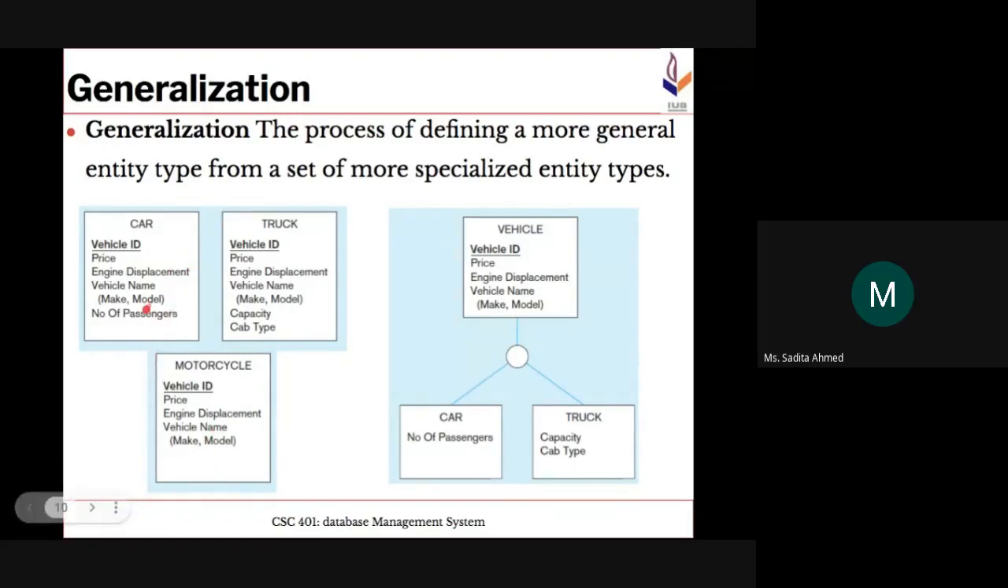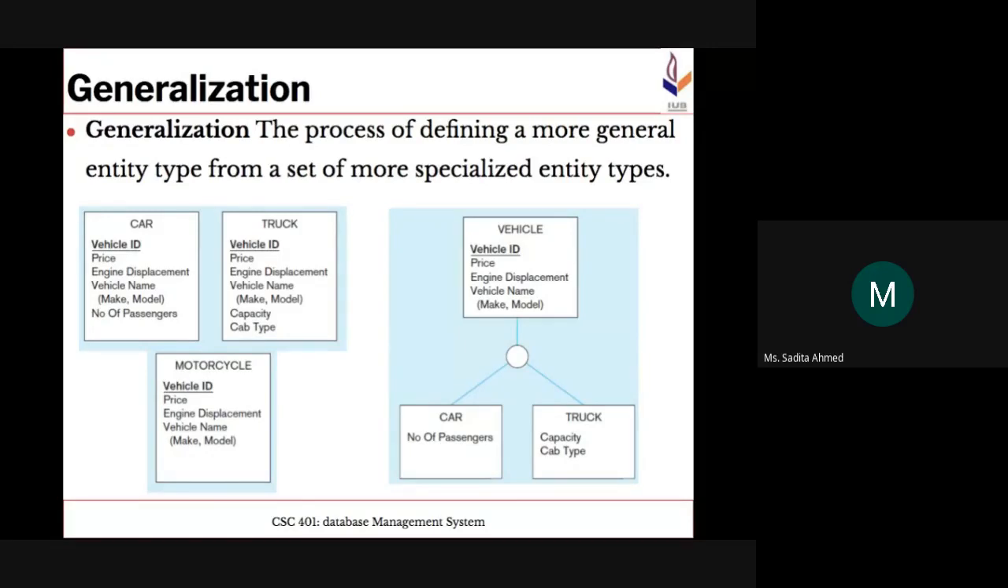What about if we use a single entity? If we represent all of them with just one entity, then where will I put number of passengers, capacity and cap type? Will I keep all of them in the same place? In that case, what about instances of motorcycle? They won't have any value for number of passengers, capacity and cap type. Those will be null. What about instances of car? They won't have a value for capacity and cap type. These two values will be null. So once again, we are going with a design where we know for sure that there will be null values, which is a bad design, all right?